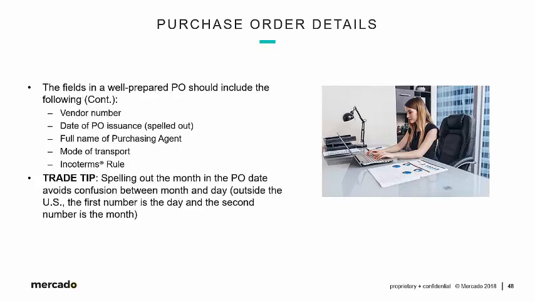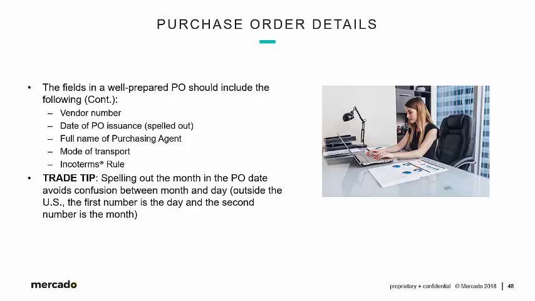Continuing on with the fields that should be included in a purchase order, the vendor number. It's not unusual, in fact, it's quite common for U.S. importers to work with more than one vendor. They have to be assigned a vendor number, especially if that U.S. importer is working in an actual system that generates POs. We have vendor numbers in our item master file, too. Have to have a vendor number.